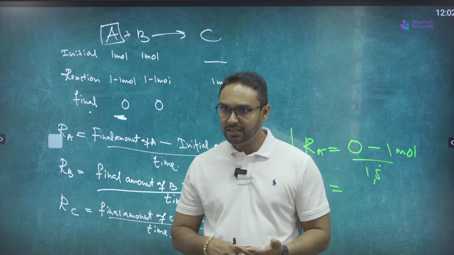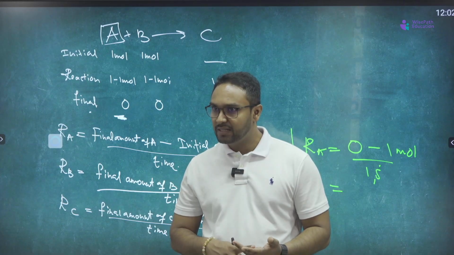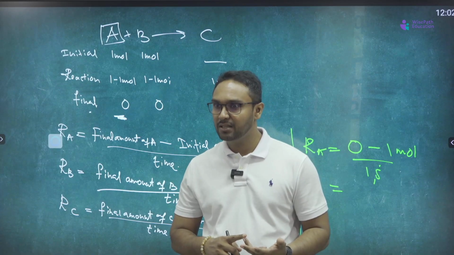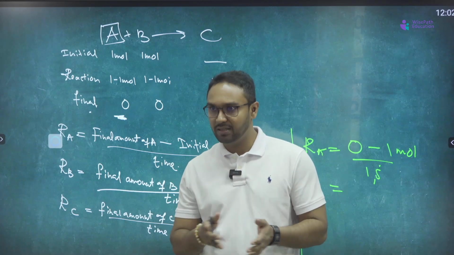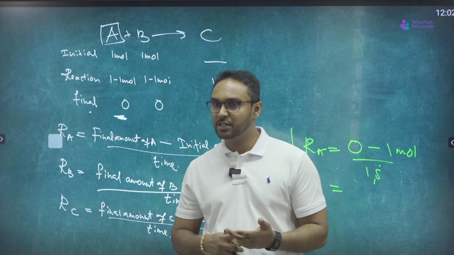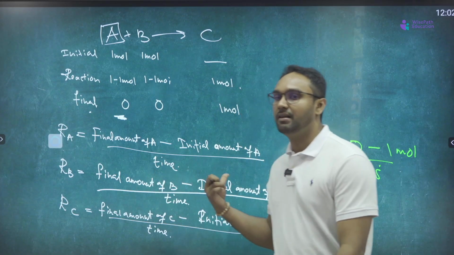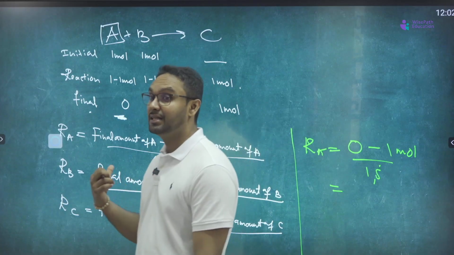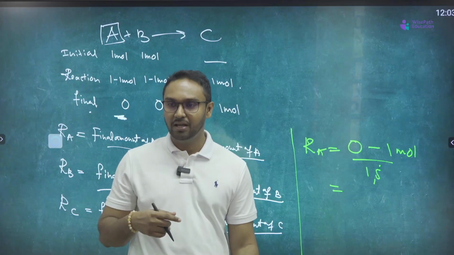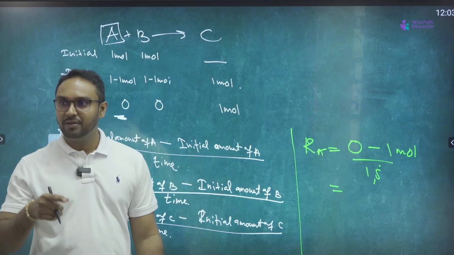So if you consider the reactants, always the final amount is less and the initial amount is more, because the reactants are reacting and their values are reducing. So the final minus initial of the reactants is always a minus value, isn't it? So if you get a minus value in the rate of reaction, it is a rate of consumption, not a rate of production, right? It's a rate of consumption.